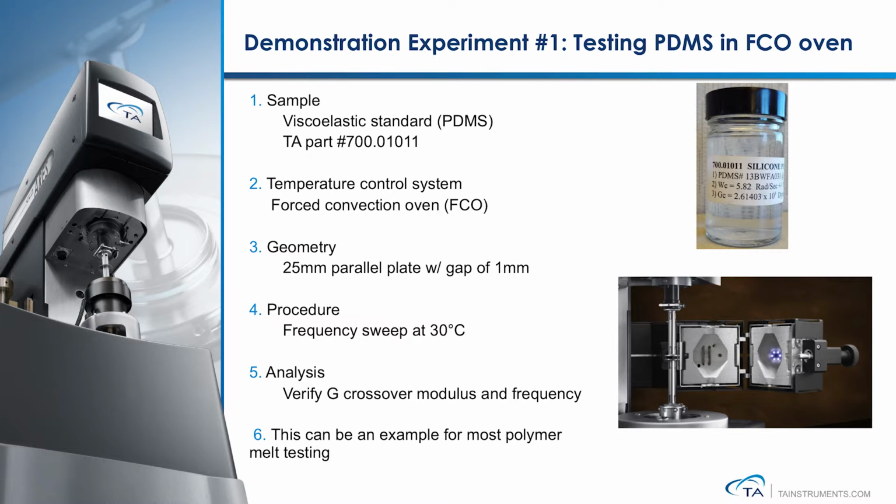We'll be using the forced convection oven with a pair of 25mm plates for this measurement. The test procedure is a dynamic frequency sweep at 30 degrees Celsius. At the end of the test, we will analyze the results by verifying the G' G'' crossover modulus and crossover frequency. This kind of frequency sweep procedure is commonly used in polymer industries for evaluating the viscoelastic properties of polymers in their molten state. The measurement results are very sensitive to the polymer chain structure and entanglement. It can be used to evaluate polymers' molecular weight and molecular weight distribution.